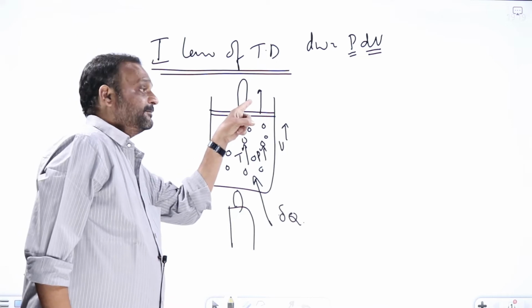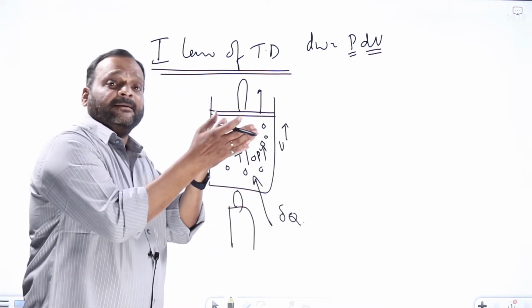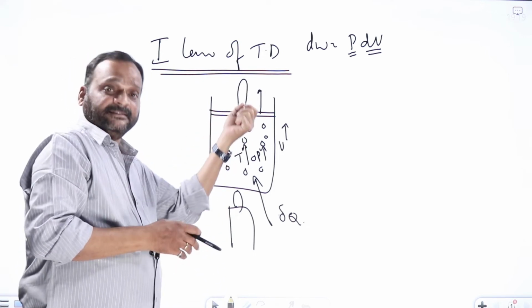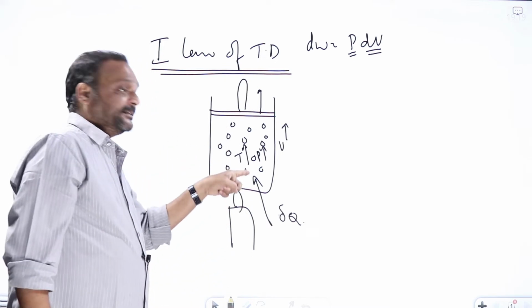Volume of the gas is increasing means the piston is moving up. Who is pushing the piston up? Gas is pushing the piston up. Where is the gas getting energy to push the piston up from? Gas is doing some work, isn't it? Where is it getting that energy to do that work? From the heat energy which I am giving.